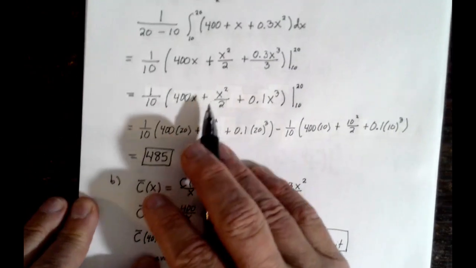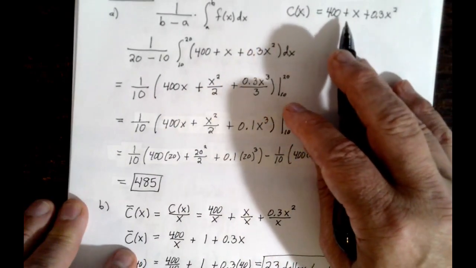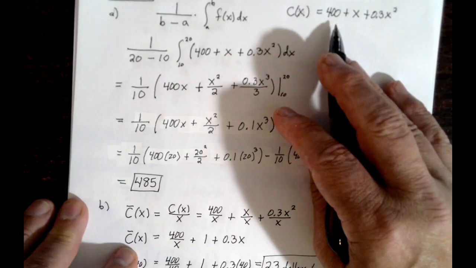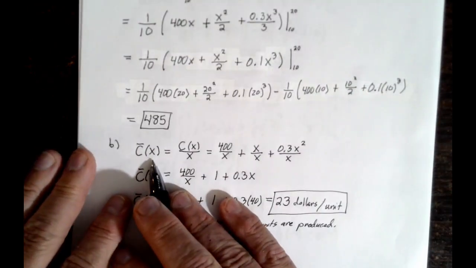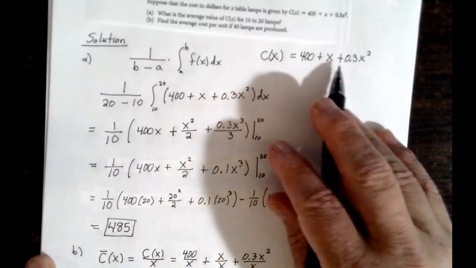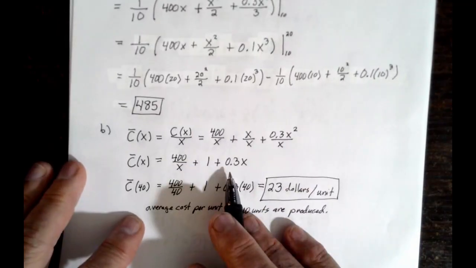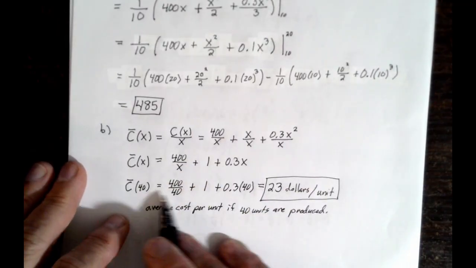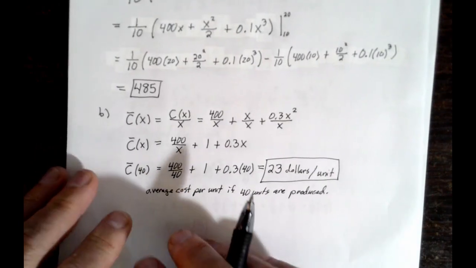Well, you've got the cost function, and we know the average cost function is the cost function divided by x. So you have to take each one of these terms and divide by x, and you get this here. Okay, and then you just plug in 40 into the function to get your answer, and that's the average cost per unit if 40 units are produced.